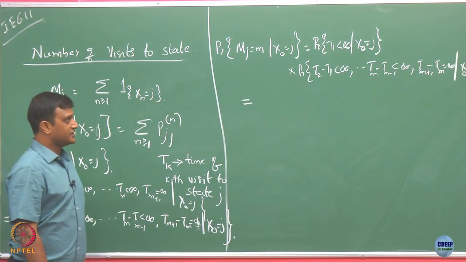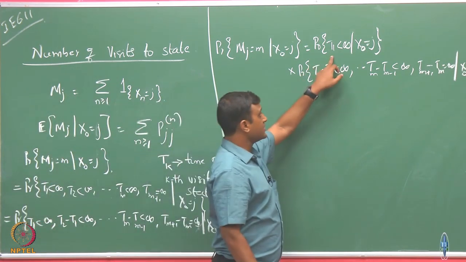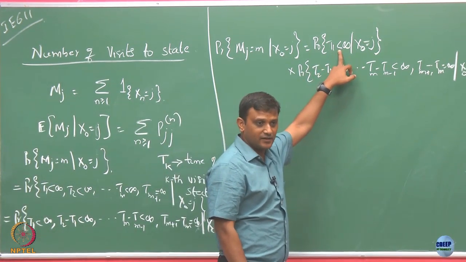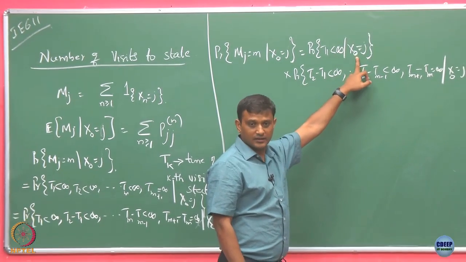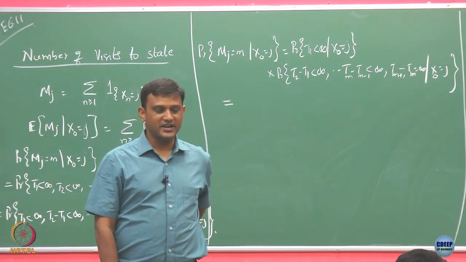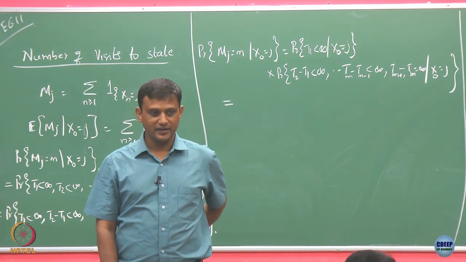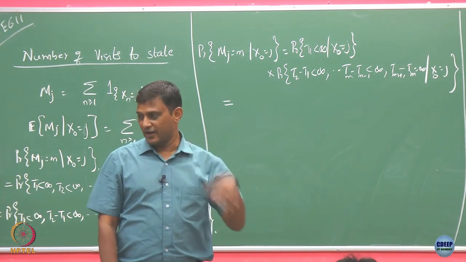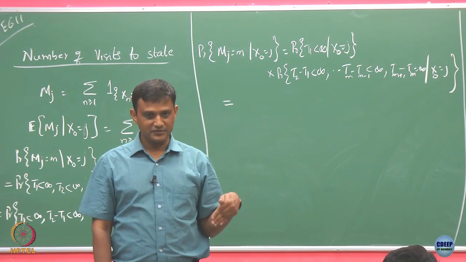Okay, I just applied a chain rule. Now what is this quantity? Probability that T1 is less than infinity given that x naught equals to j. So what is the meaning of probability that T1 less than infinity? That means I have probability of ever hitting state j starting from j, right?